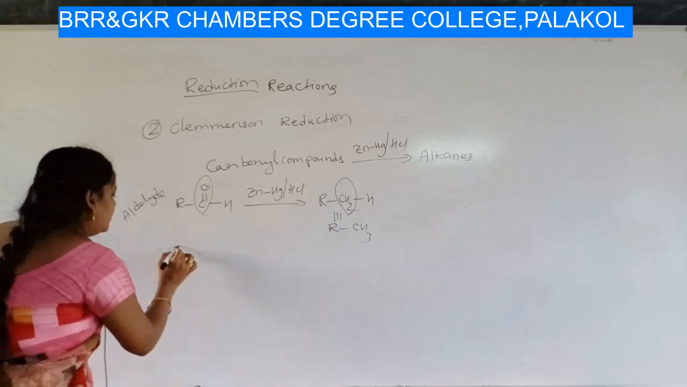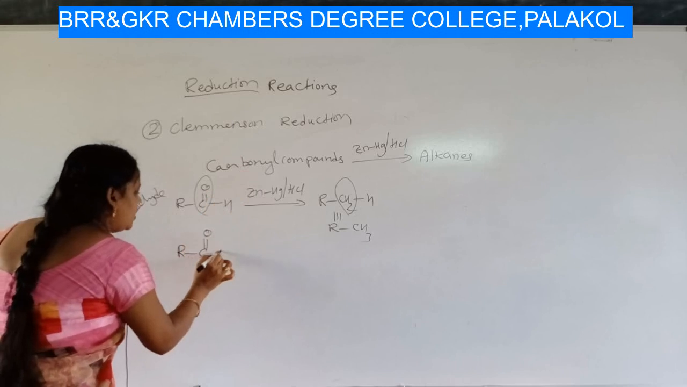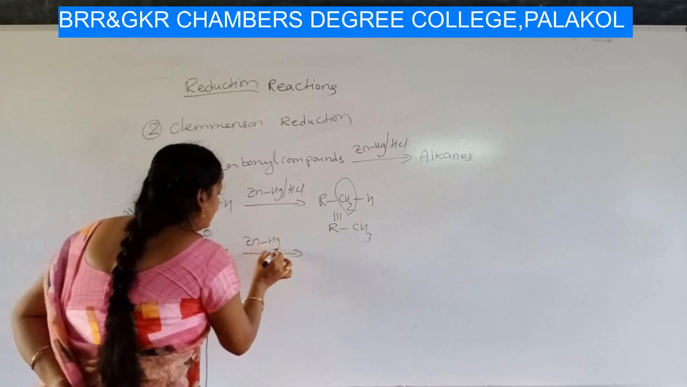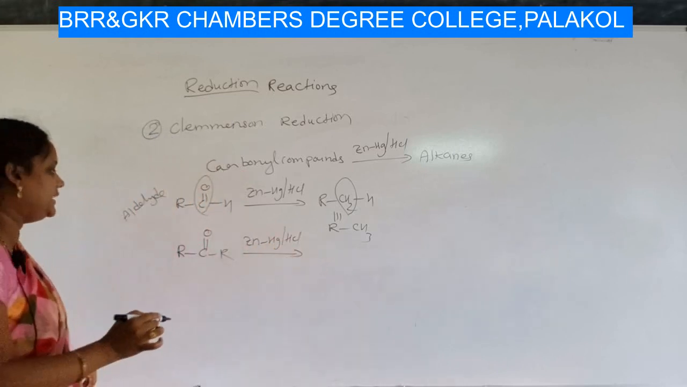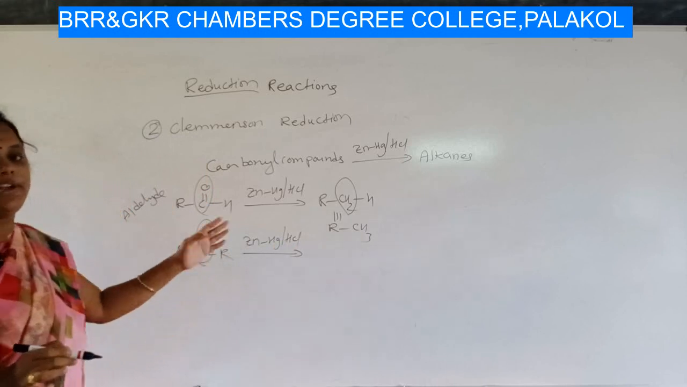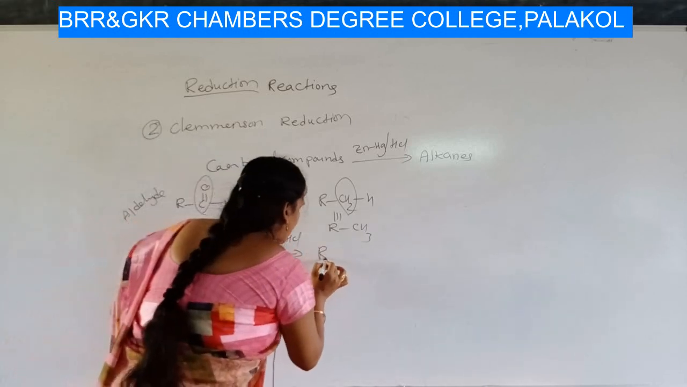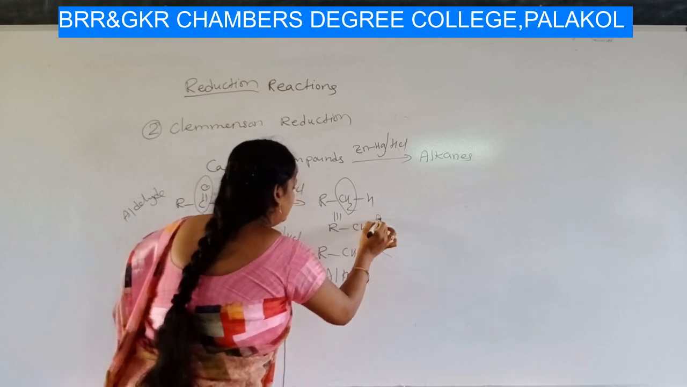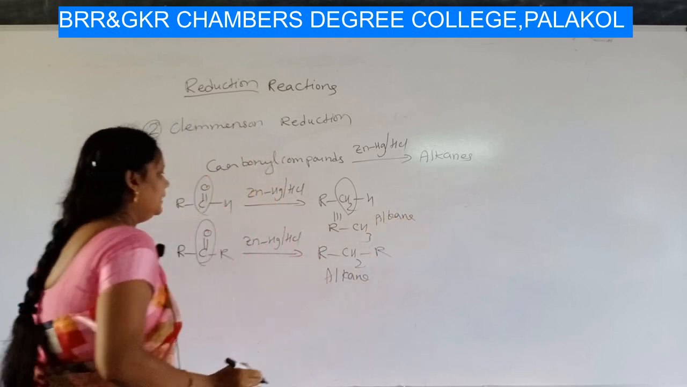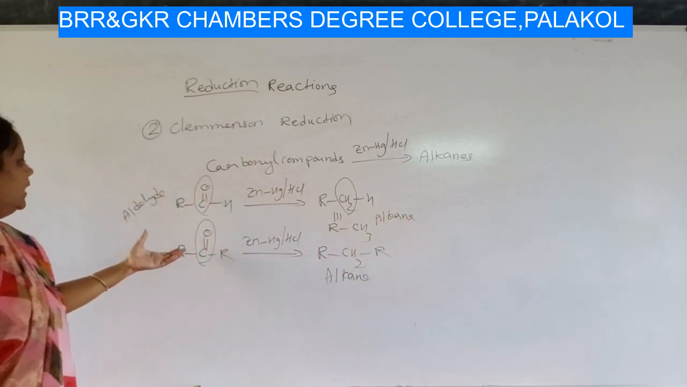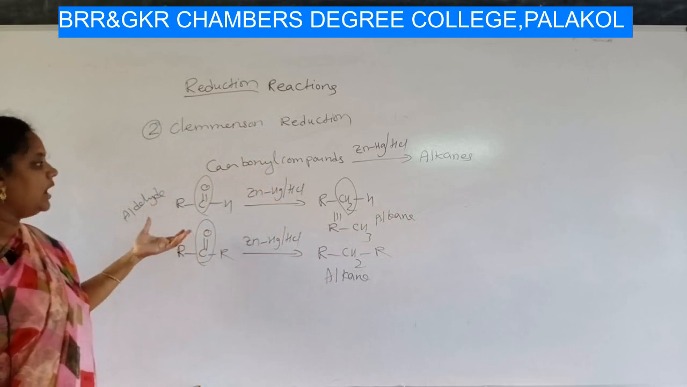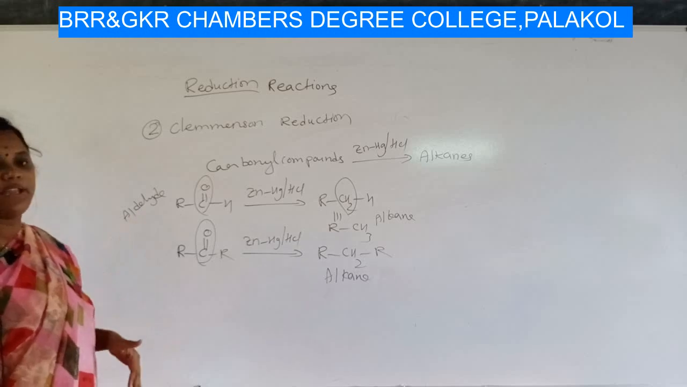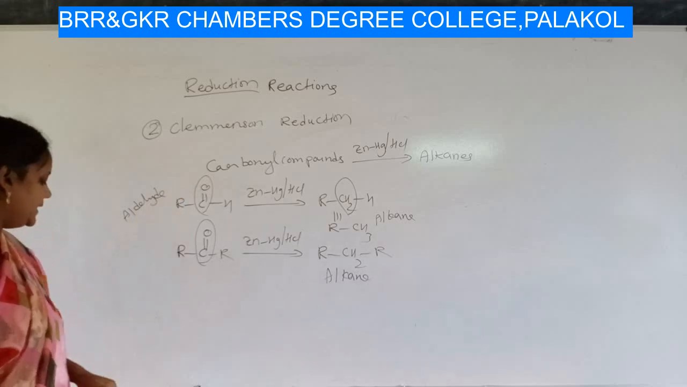Let us write for a ketone. R, C double bond O, R. What is the reagent, students? Zinc amalgam and HCl. What happens here? The C double bond O will get reduced to CH2. So, R, CH2, R, an alkane. Here also an alkane. These are the general equations of aldehyde and ketone, showing how they get reduced in Clemmensen reduction. Let us solve the examples of aldehydes and ketones.